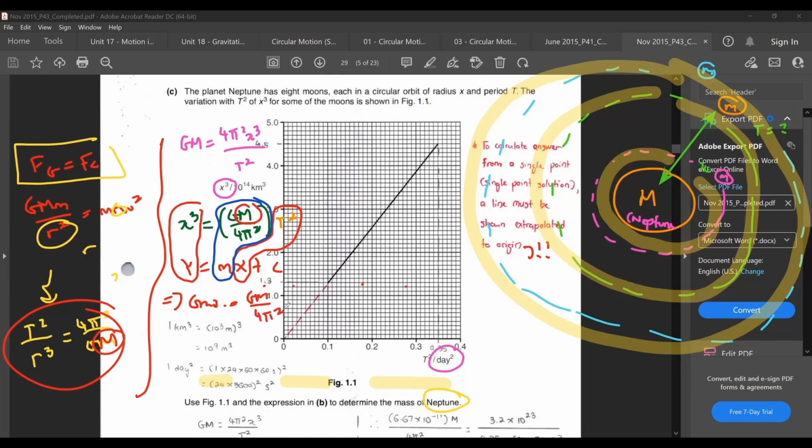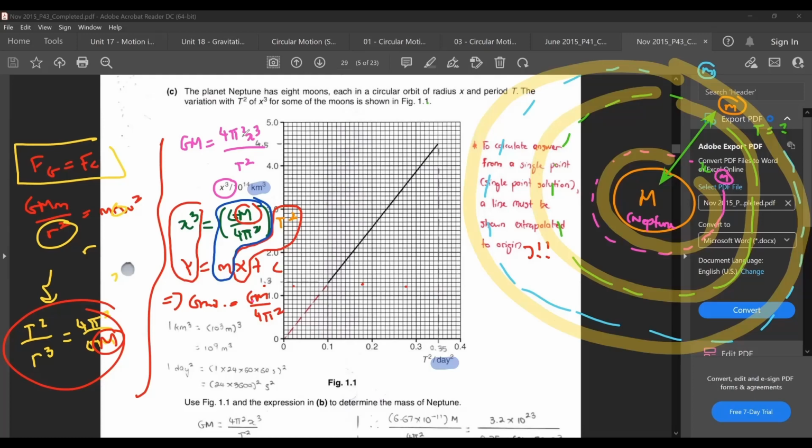Right, so all you just need to do is to find the gradient, and then after that, equate it to Gm over 4 pi squared. You know the value of G, you know the value of 4 pi squared, so you can actually find out the value of M. Okay, but here you need to be careful a bit, because what you're given here, the units are not in meter nor are they in second. You see this one here is in kilometer cube, this one is in day square. So when you do your gradient calculation, you need to be careful to change them to meter cube and second square accordingly.